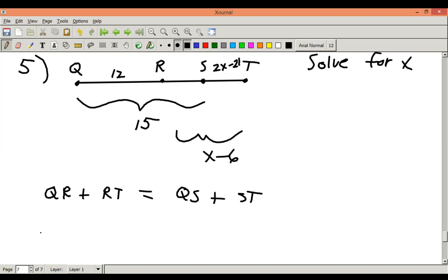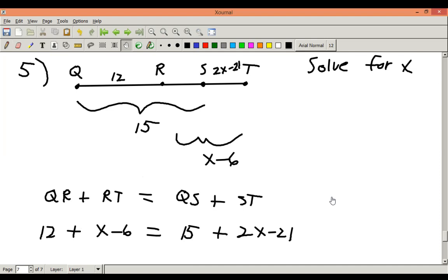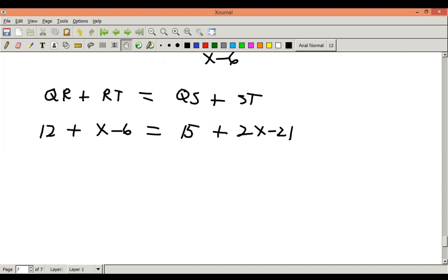So QR, we already know, is 12. RT is x minus 6. It's hard to tell from my drawing. You can look at that on your worksheet. You'll see that better. So that's equal to QS, which we see from our problem is 15, plus ST, which is 2x minus 21. So there you go. There's an algebra 1 equation to solve to help you solve this geometry problem. That's why we require algebra to come before geometry. So you can see we're going to just solve that equation for x, and then that's all they want.